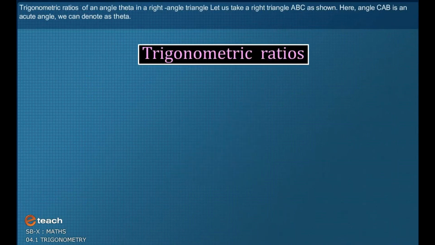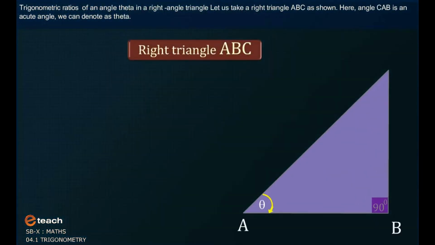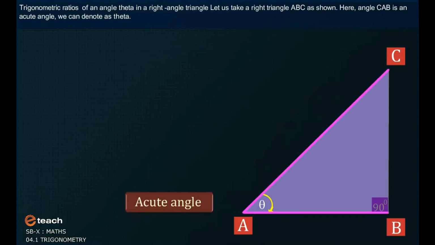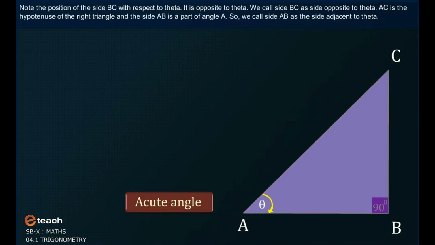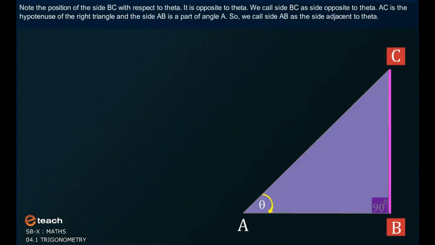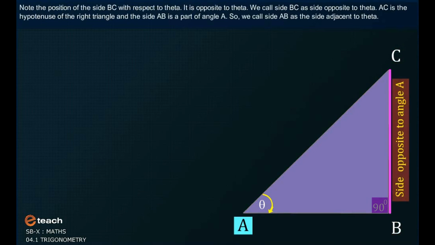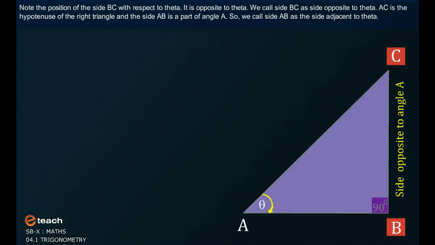Trigonometric ratios of an angle theta in a right angle triangle. Now let us take a right triangle ABC as shown. Here, angle CAB is an acute angle. We can denote it as theta. Note the position of the side BC with respect to theta. It is opposite to theta. We call side BC the side opposite to theta.